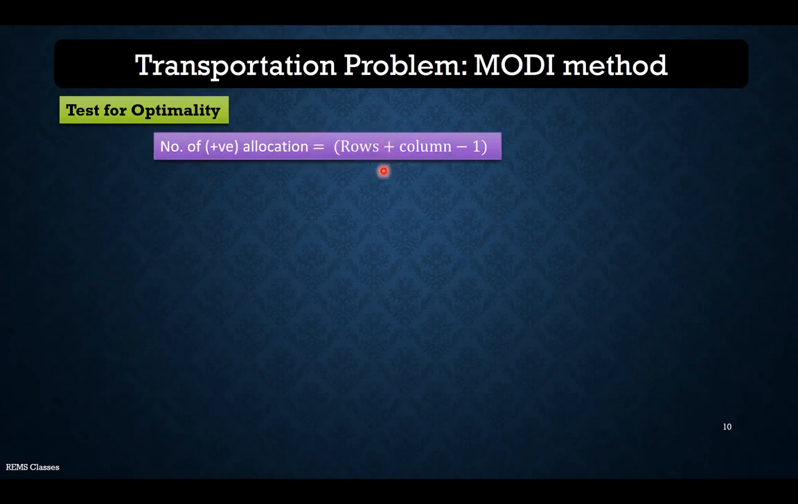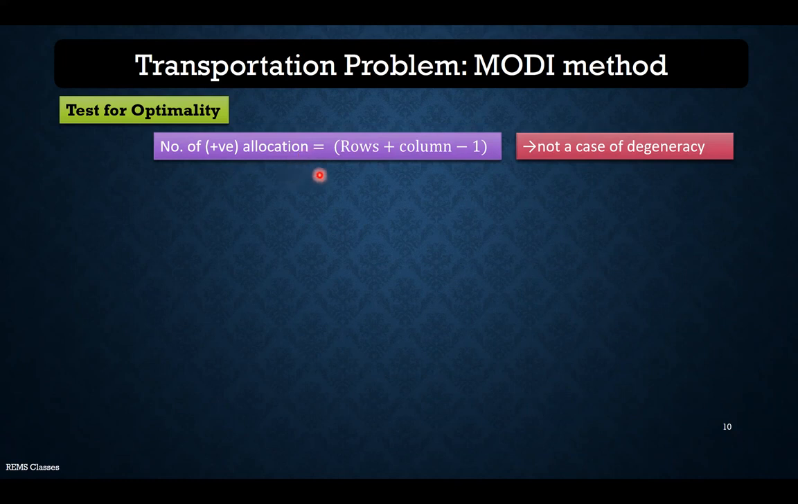For this, what we have to do is check whether the number of allocations is equal to rows plus columns minus 1 or not. If it is not, we'll see what we have to do. If the number of allocations is equal to rows plus columns minus 1, then this is not a case of degeneracy, and we can make use of the modified distribution method. This particular condition is valid for applying the modified distribution method.